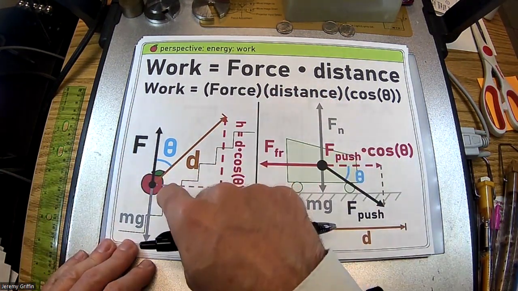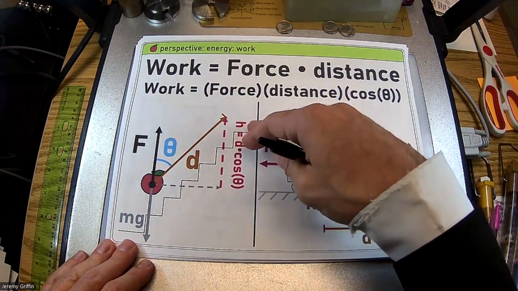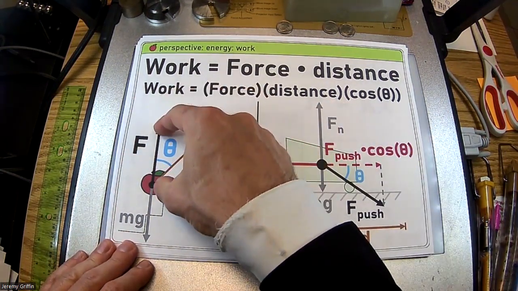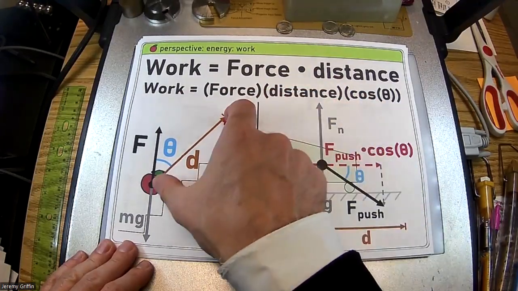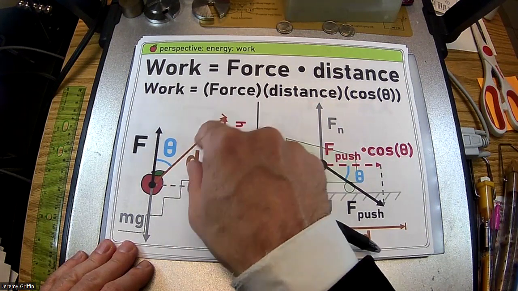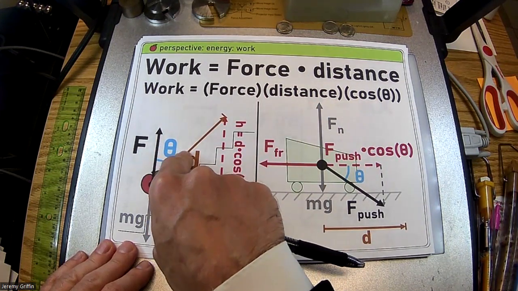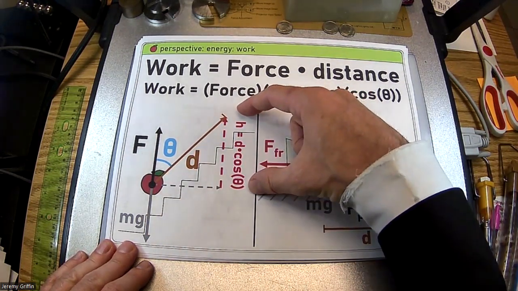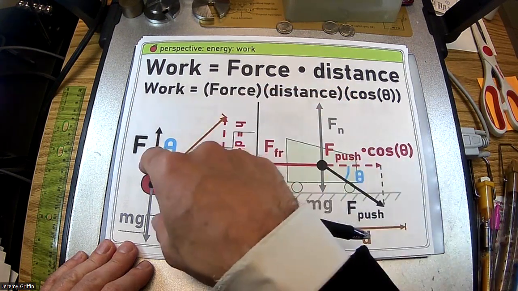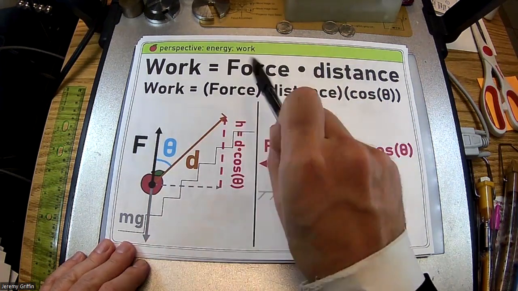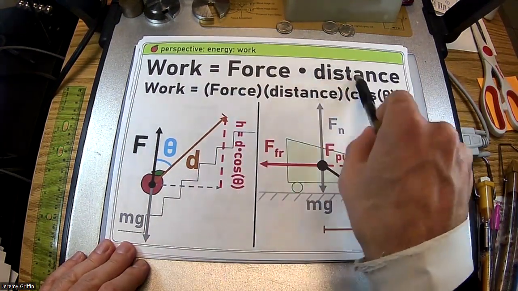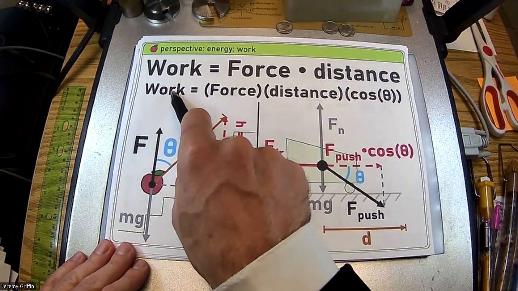So how much work did I do lifting this object to the top of the stairs? Well, it's this upward force that I'm applying times just the vertical height change, which is this diagonal distance times the cosine of the angle between the two vectors. d cosine theta would be the height change. So the total work would be F times d times cosine theta. Oh, that's what this dot product is. See, work is force dot distance.